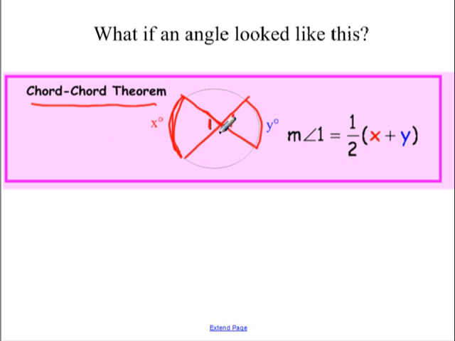But that angle there, which doesn't really have a special name, it's just formed by those two chords intersecting, is equal to the average of the two intercepted arcs. Kind of a weird situation there, but we'll get into that more later. A couple more weird situations now.